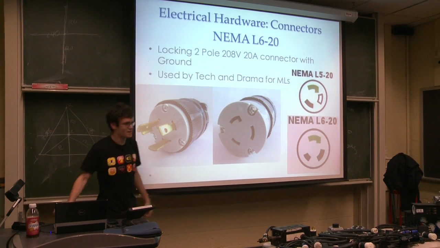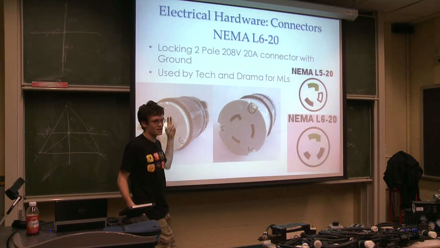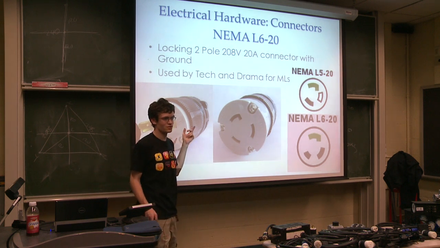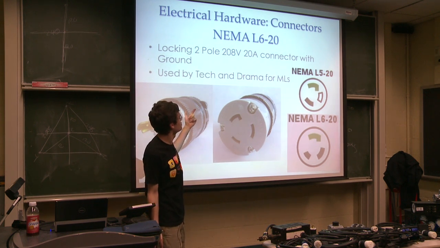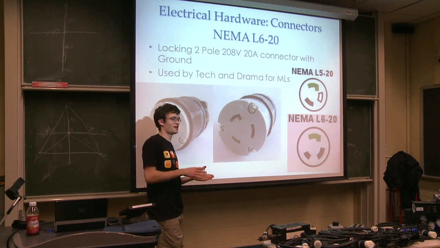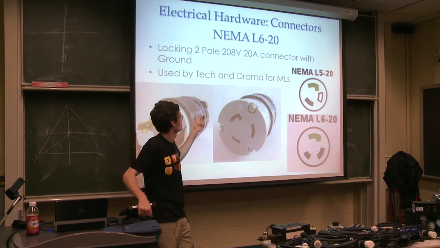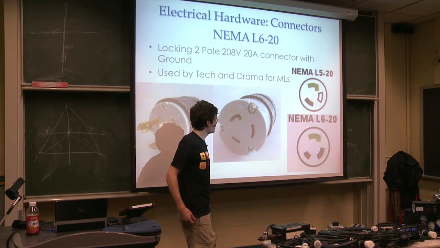L620 is the big brother of that. 620, the 6 means it's got 2 hots and a ground, so it's rated for 250 volts or 208 volts. They're usually rated for 250, and therefore you can plug anything less into them. But we use it for 208 or 240 volt, and you get 20 amps with it.